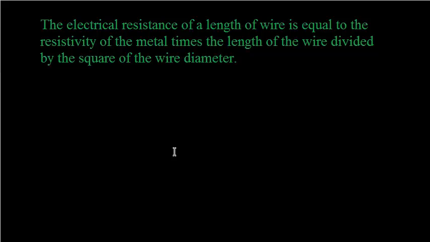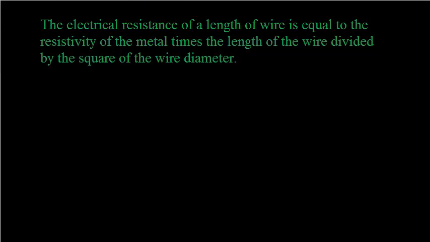Next, let's try our hand with this. The electrical resistance of a length of wire is equal to the resistivity of the metal times the length of the wire divided by the square of the wire diameter. Now we want to write this as an algebraic expression or equation. First thing we need to do is identify some of our values and variables.